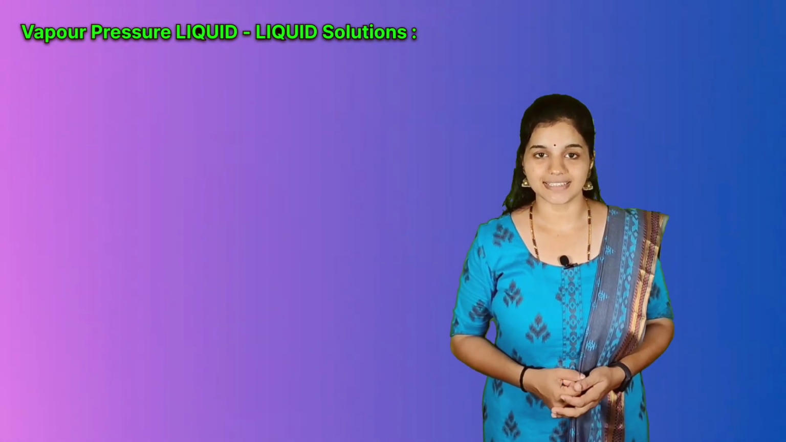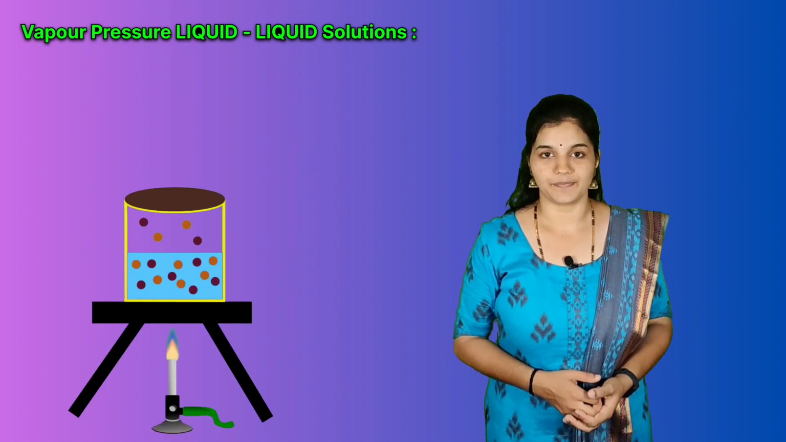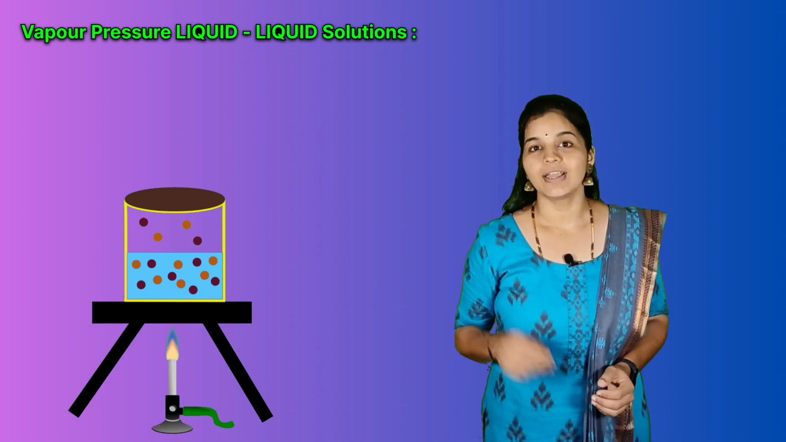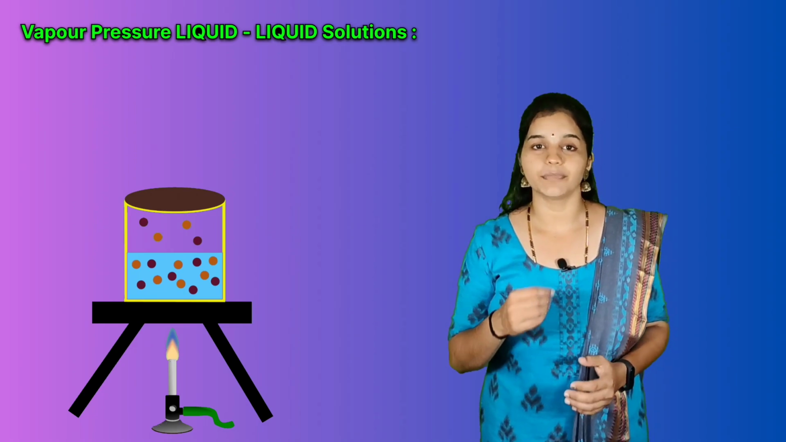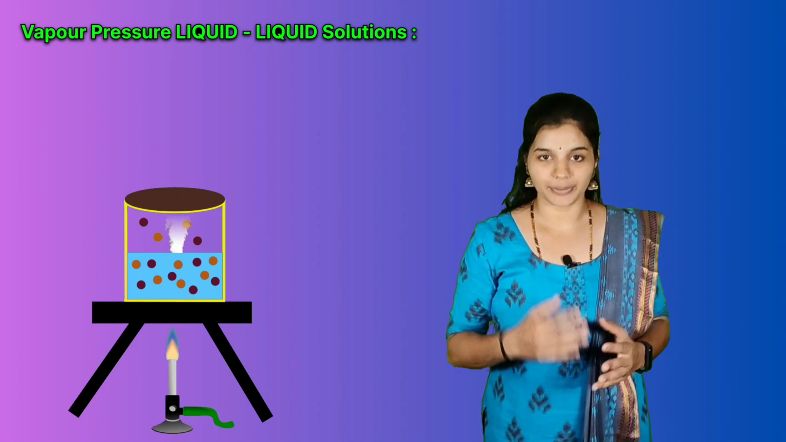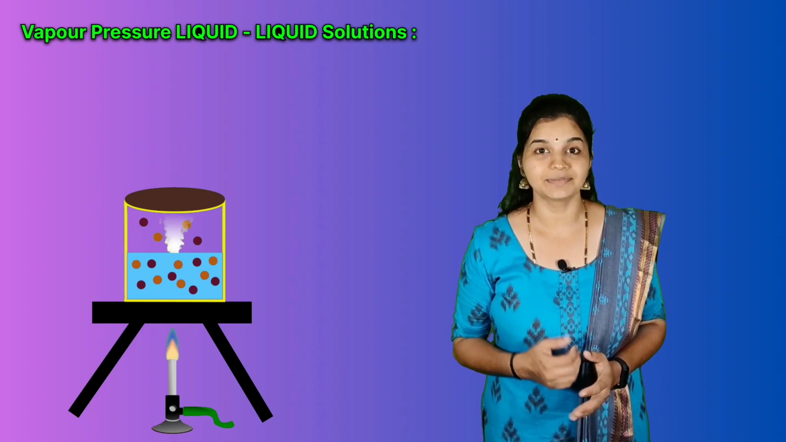Now, let us consider a binary solution of two volatile liquids in a closed vessel. Why volatile liquids? Because only volatile liquids will be converted into vapor form. Only when the liquid is converted into vapor form, it will exert vapor pressure, right?